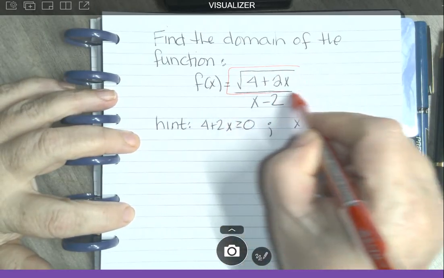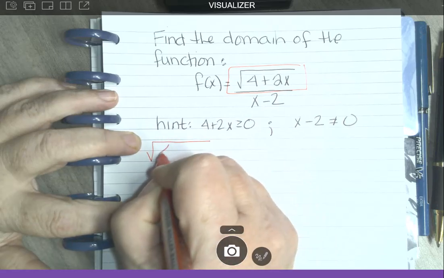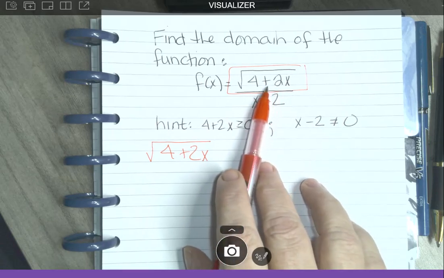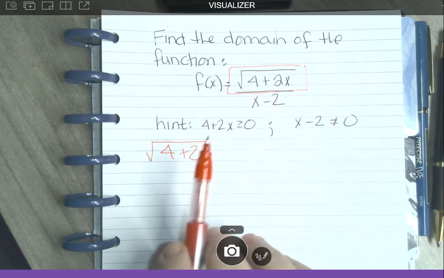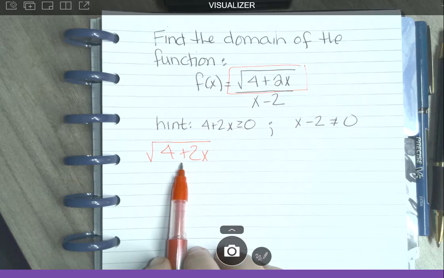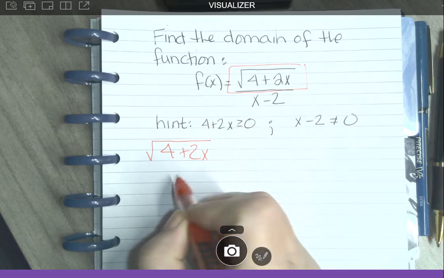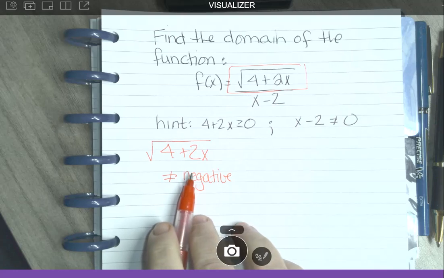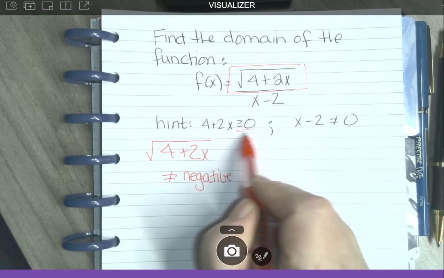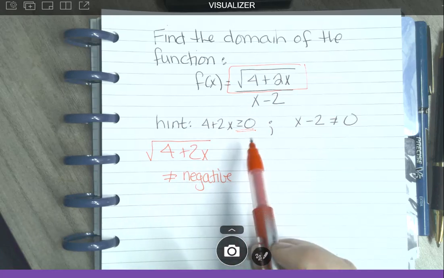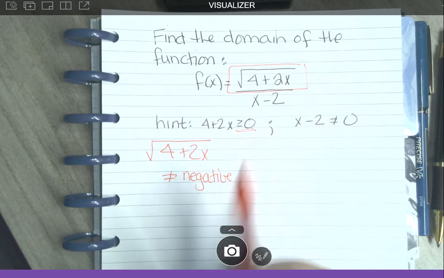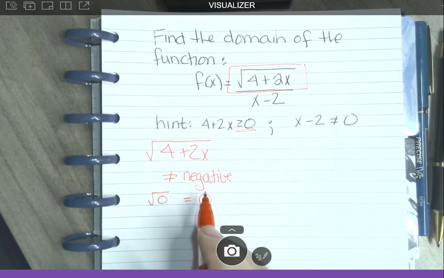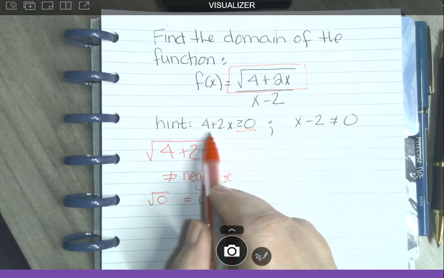Let's look at the top for a second. We have the square root of 4 plus 2x. Now, usually we don't care about the numerator when we're trying to find the domain, except when we have a square root, of course. Now, what cannot be in the square root? Well, we cannot have any negative numbers. So that means all of our answers have to be greater than or equal to 0. Well, it can be 0, by the way, because the square root of 0 is 0. So that one's okay. It's just when we have a negative number. That's where this hint comes from.